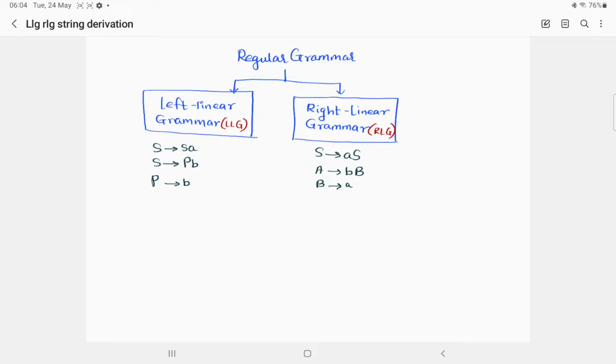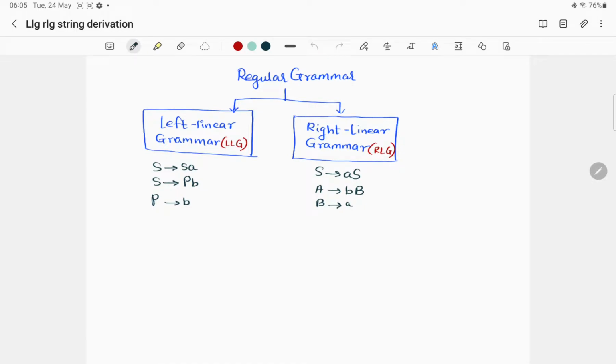Today the topic that we are going to learn is regular grammar. Regular grammar is a grammar that is understood by any of the finite automata and for which the language that we follow is a regular language. Okay, so regular grammar comes in two types. It is either a left linear grammar or a right linear grammar.